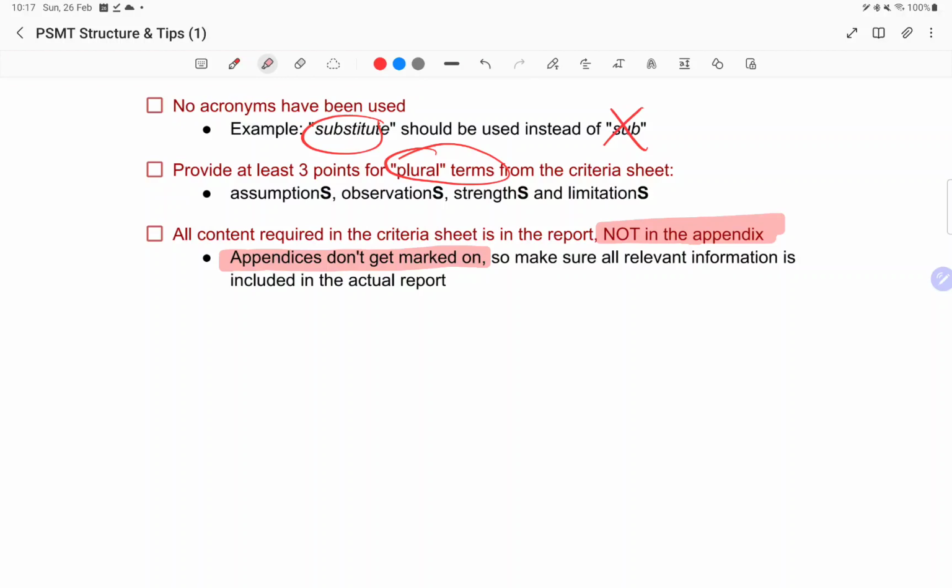Do you guys know what the purpose of the appendix is? Isn't it just like extra information? Yeah. It's something you don't want to talk about, you don't want to waste your work on explaining.